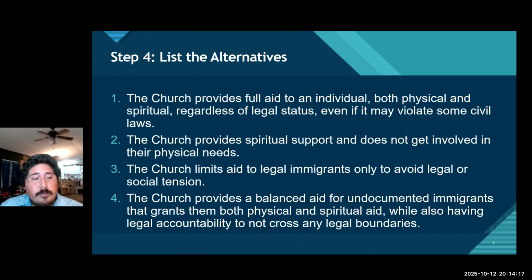Option 3, the church limits aid to legal immigrants only to avoid legal or social tension. And lastly, the church provides balanced aid for undocumented immigrants that grants them both physical and spiritual aid while also having legal accountability to not cross any legal boundaries.